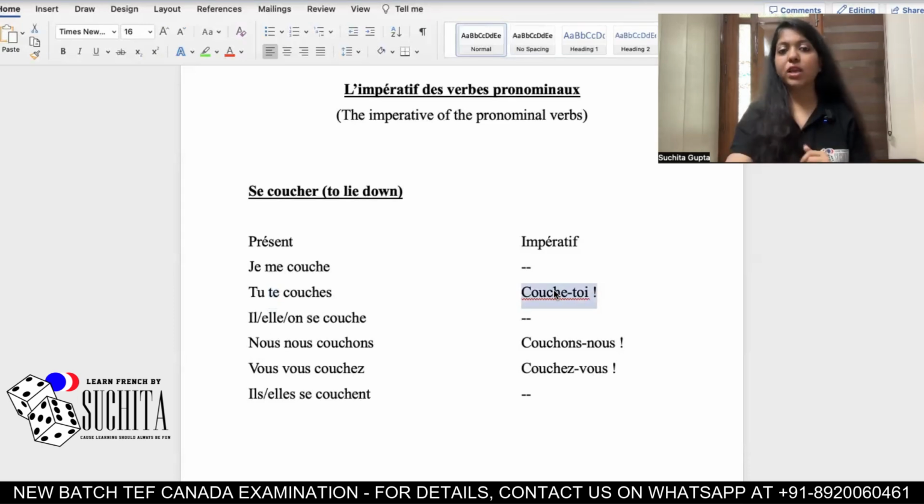Couche-toi. Now, nous couchons. The first nous you will cut. You will write couchons, and then this nous will come forward and become couchons-nous. Then vous couchez. First vous, of course, you will remove. The second vous will come forward and become couchez-vous. So it becomes couche-toi, couchons-nous, couchez-vous.